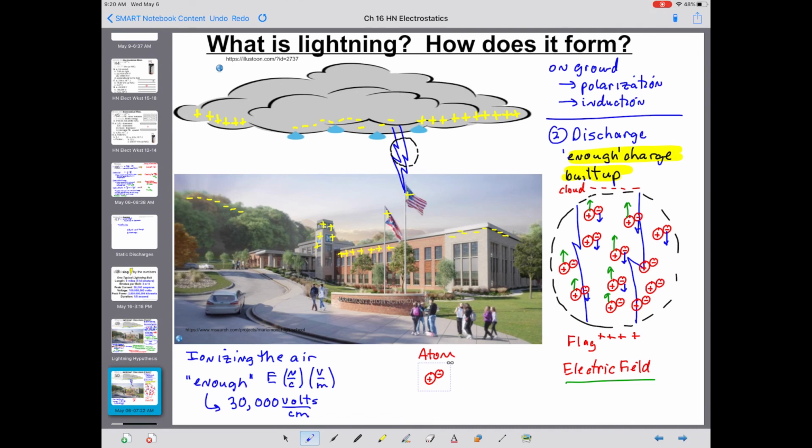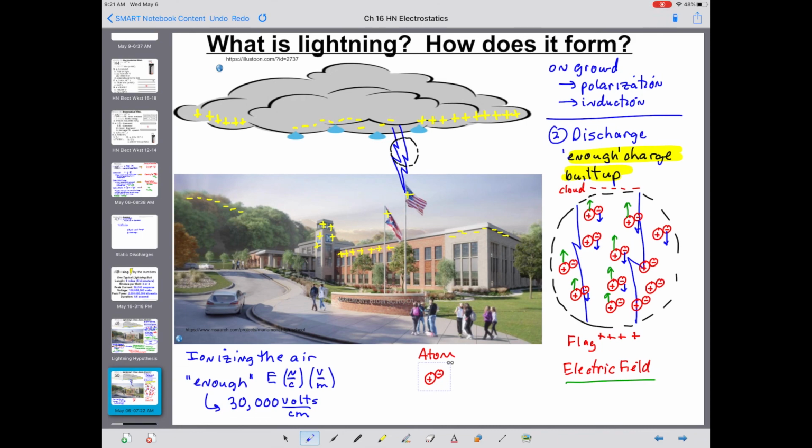Well, think about it for a second. How long is a lightning bolt? Every centimeter of distance corresponds to 30,000 volts. So you have hundreds of thousands, millions or more volts of electric potential when you have a lightning bolt strike.